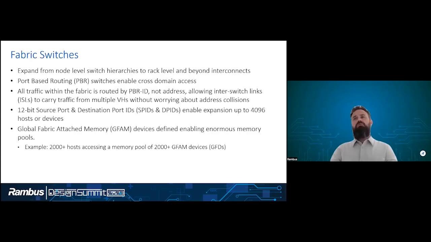How do we get between the two virtual hierarchies? We extract out the address domain altogether for the interswitch links, and we focus on port-based routing. That is enabled in the flit with 12-bit source port and destination port IDs. With those dedicated 12 bits, we start to enable really beyond the rack infrastructure. We can have over 4,000 sources and over 4,000 destinations, and so we can start to conceive of composable systems that are really beyond the rack.